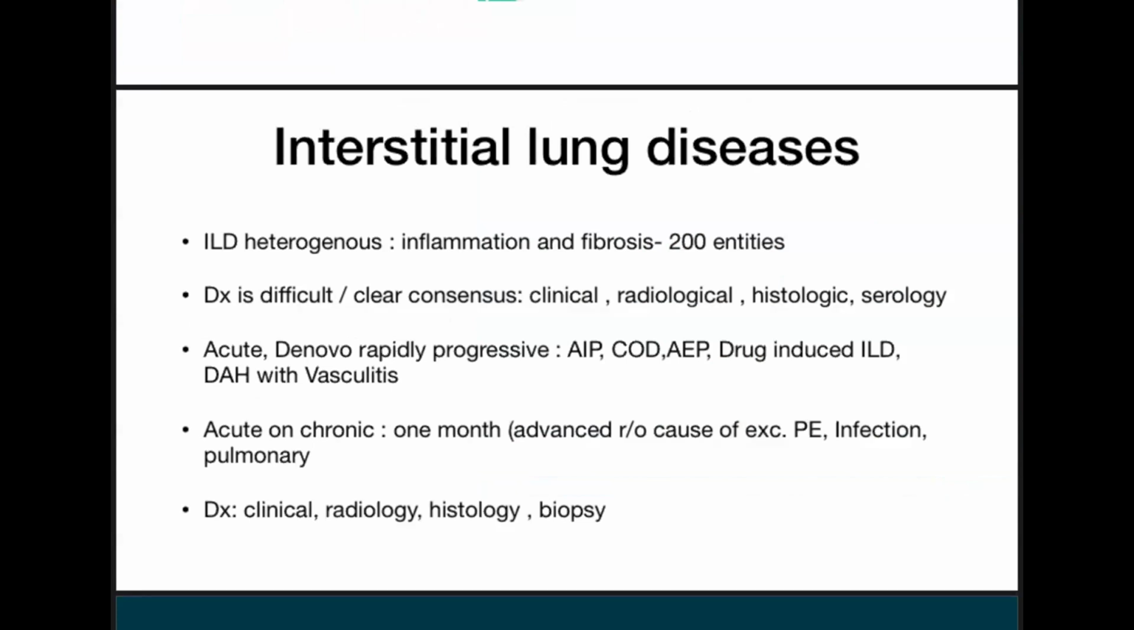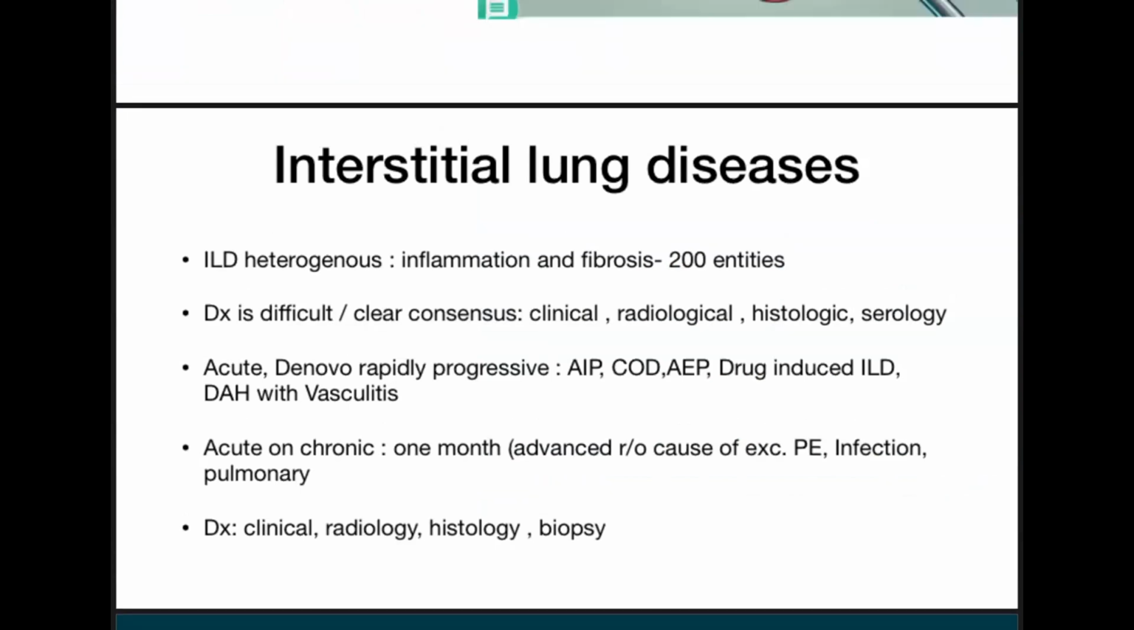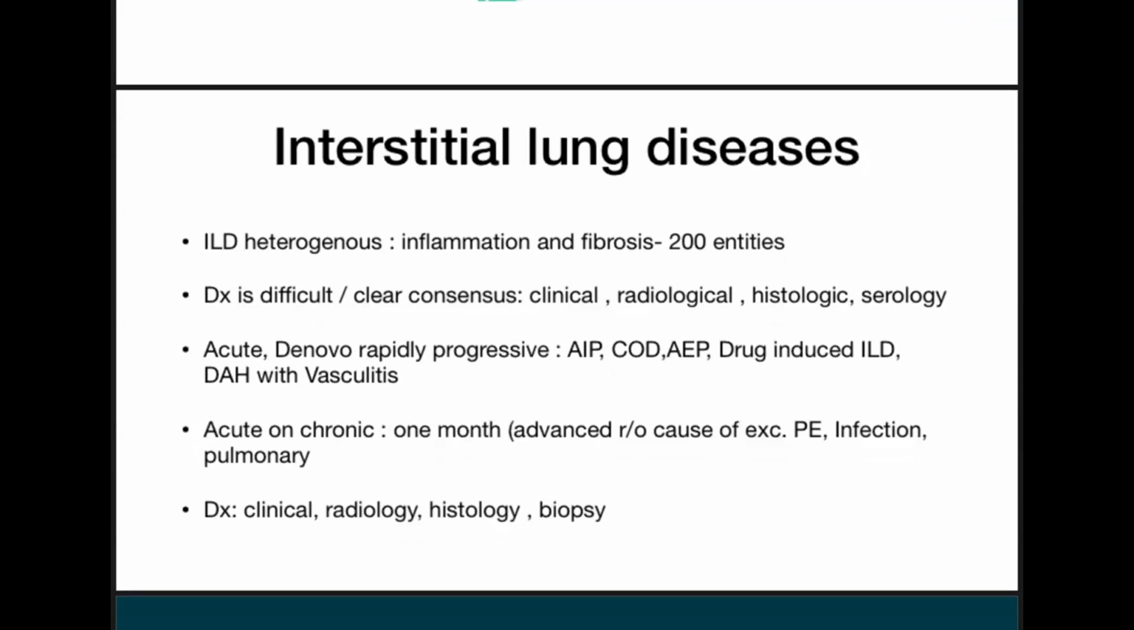So what we call interstitial lung disease is basically a syndrome at first, characterized by inflammation and fibrosis, but it covers over 200 entities. So there are a bazillion things that can cause what is called interstitial lung disease. The diagnosis is difficult to make, and the consensus is not clear among different societies.